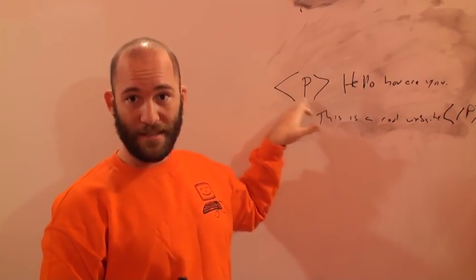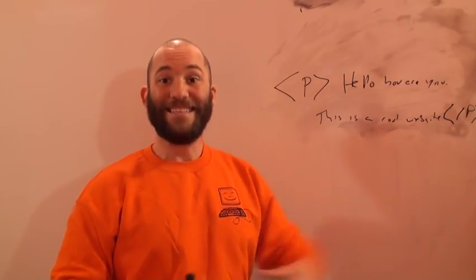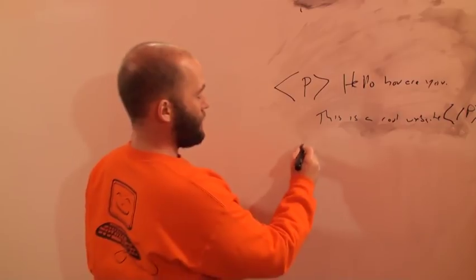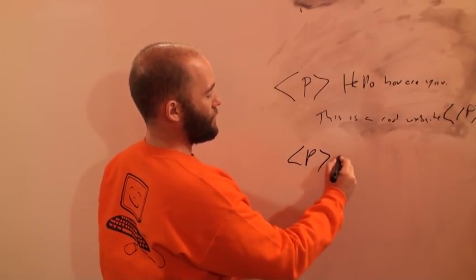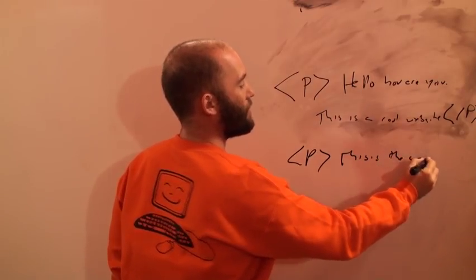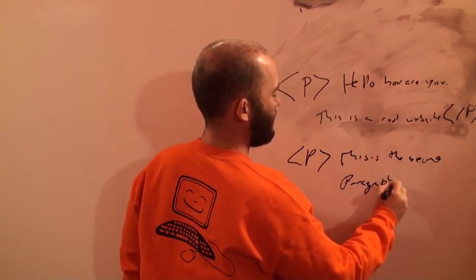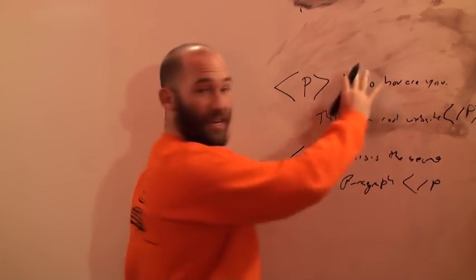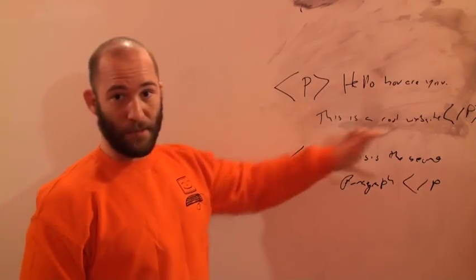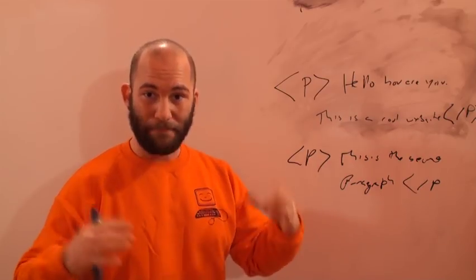So the P says it's the beginning of a paragraph, and then the \P says it's the end of the paragraph. So if you want a second paragraph on this page, you would then do another P, and then you would say, this is the second paragraph, and then you close that out. So this would create two paragraphs. If you did not use these P's, it would all turn into just one mass.